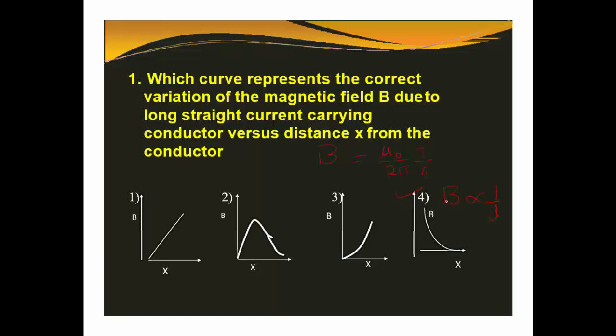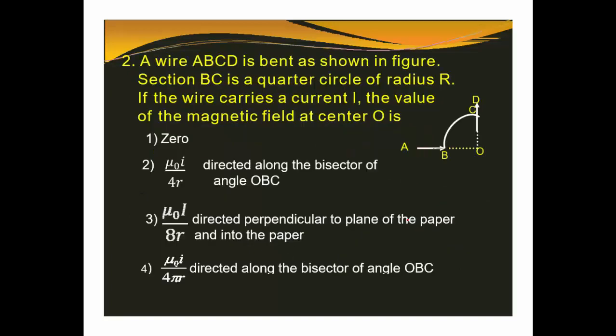Once again I repeat, as the magnetic field is inversely proportional to the distance, as distance increases, the magnetic field decreases. The graph which is suitable for this is the fourth one. Here the magnetic field decreases as distance increases. I think you understood the question and answer, and we go for the next question.